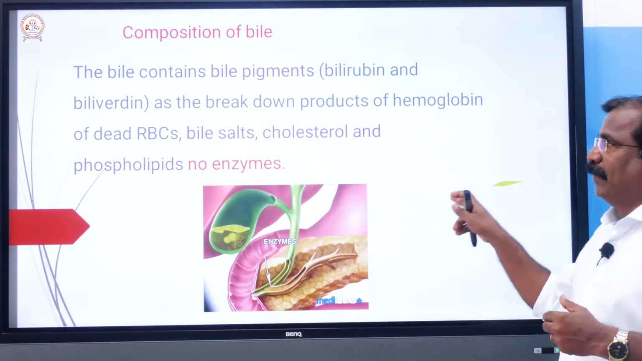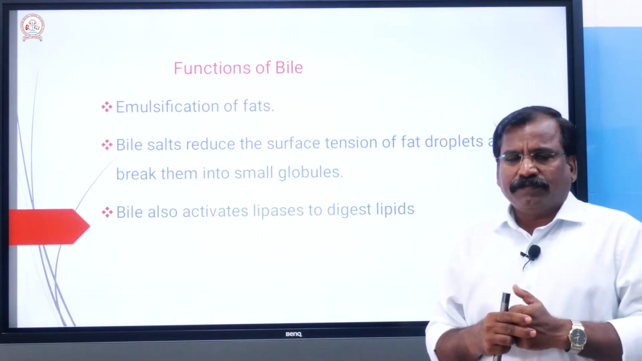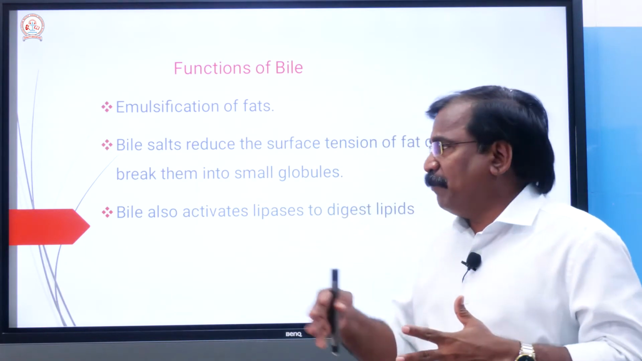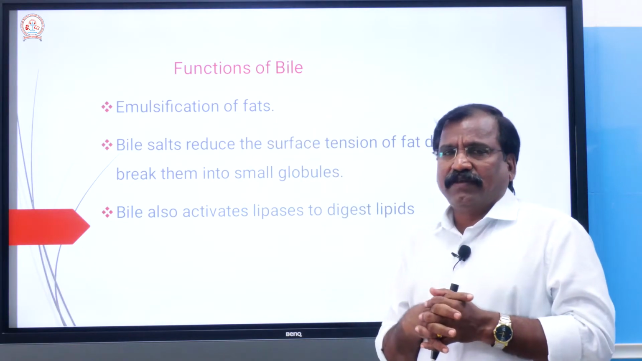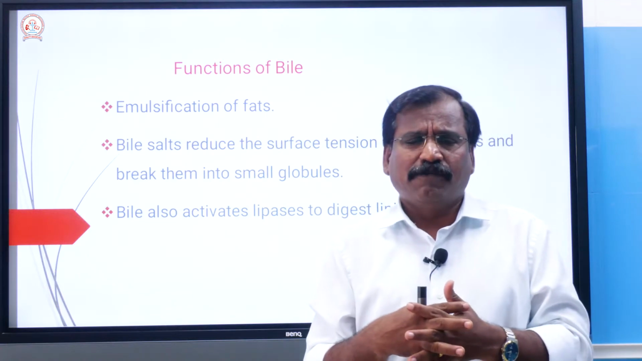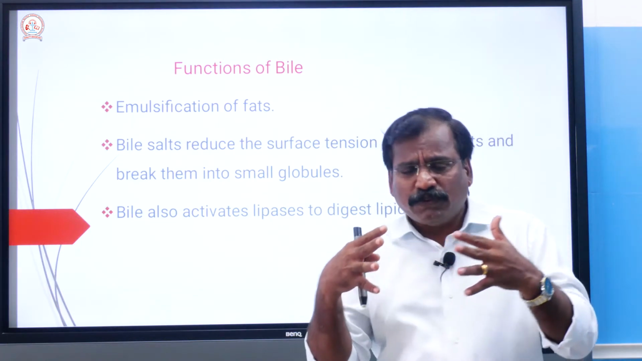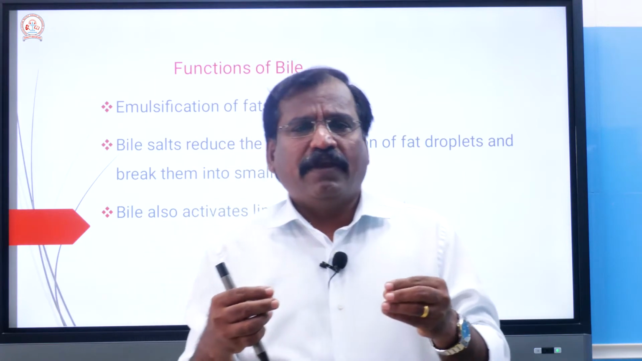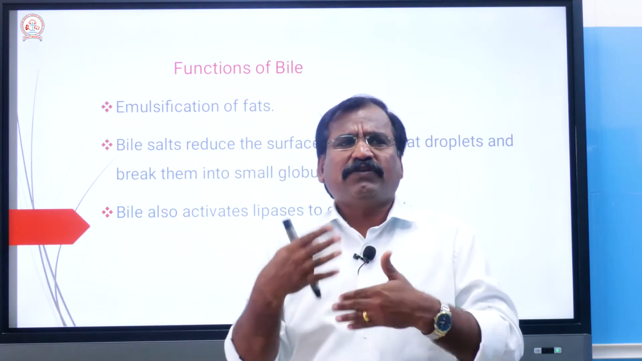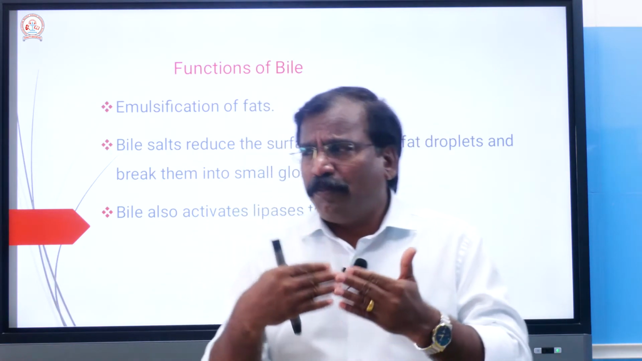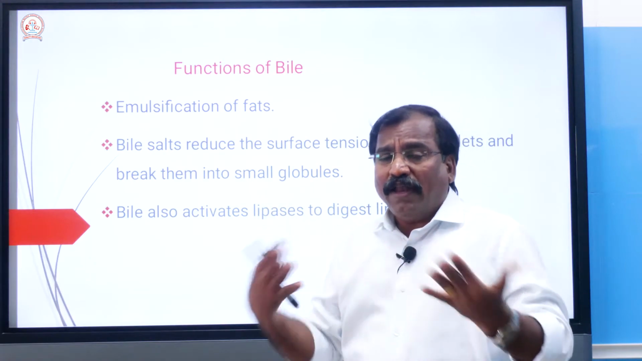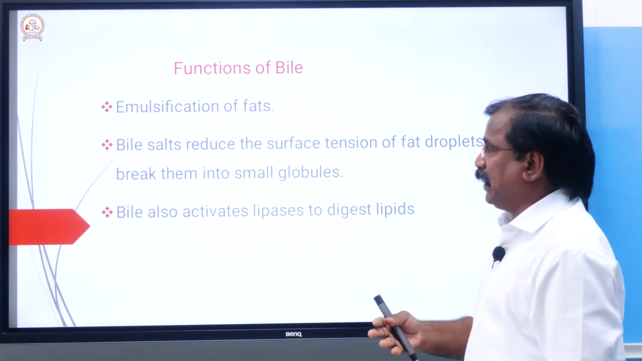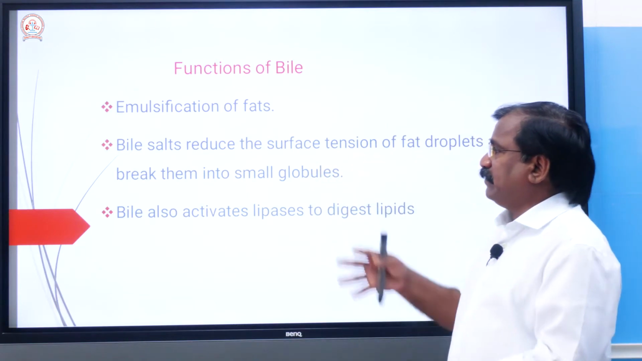What is the function of the bile? The bile salt emulsifies the fat. The insoluble fats, the lipids we consume, are converted into soluble form by the bile salt. That process is technically called emulsification, and it reduces the surface tension.